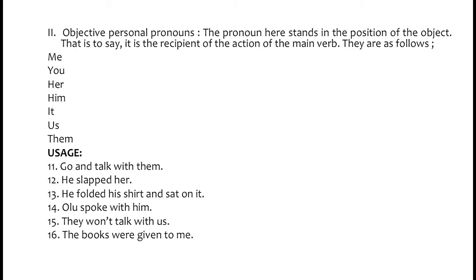Olu spoke with him. Him is the objective personal pronoun there. They won't talk with us. Us is the objective personal pronoun there. And the books were given to me. Me is the objective personal pronoun there.